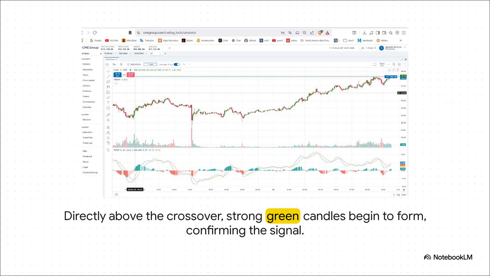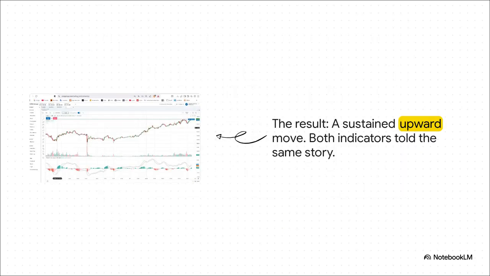We're not seeing little, weak, hesitant candles, are we? Nope. We're seeing strong, confident green candles start to pop up. The price action is perfectly confirming the signal we just got from our momentum indicator. And what was the result of that? A nice, sustained upward move in price. The story just lined up perfectly.